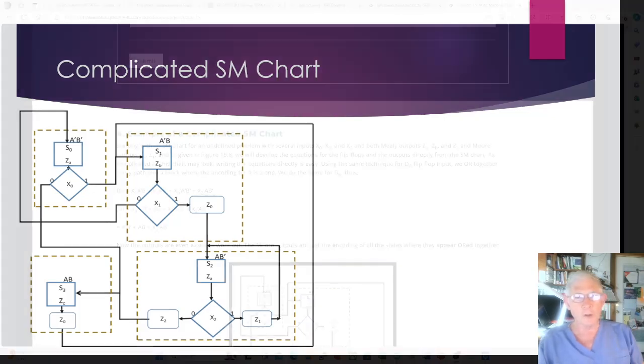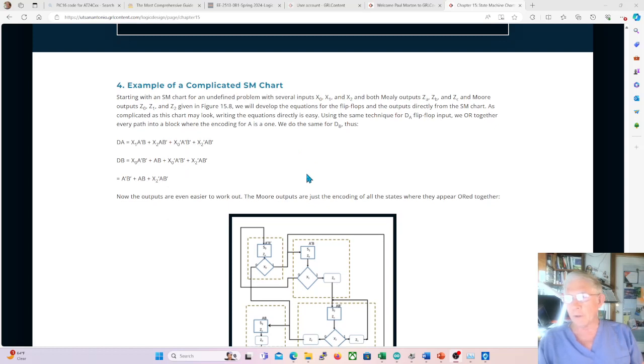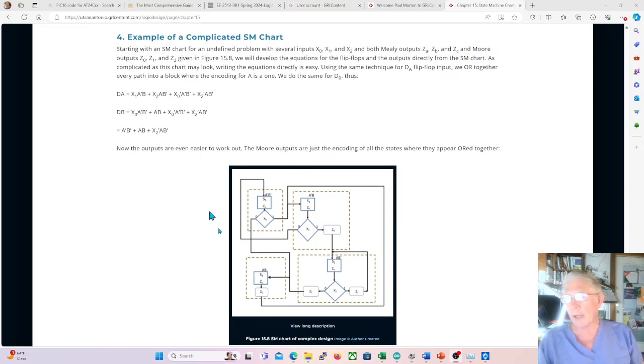So if we go back to the book, you'll see that here's a new problem. Now we haven't really described it, but notice that we were given the SM chart for an unidentified problem with several inputs. Notice it has 3 inputs, X0, X1, X2, and then we have 3 Mealy outputs, ZA, ZB, ZC, and then we have more outputs, Z0, Z1, and Z2. So we have 3 Moores, 3 Mealys, and 3 inputs.